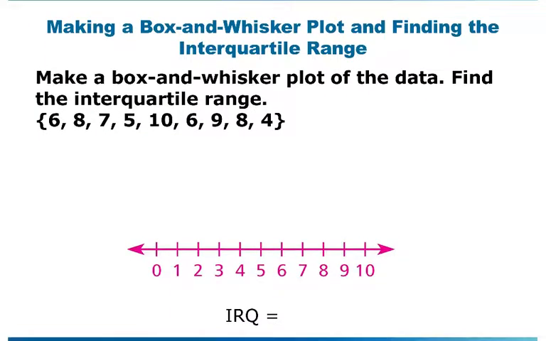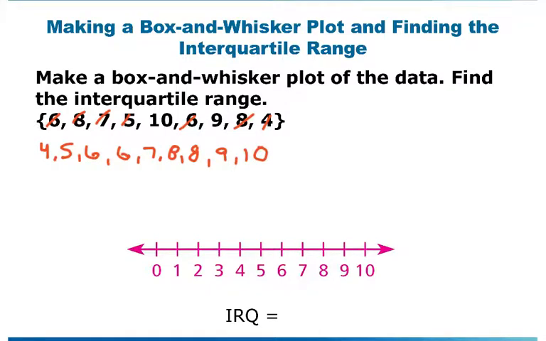All right. So we're going to go ahead and make a box and whisker for all of this data. So the first thing that you want to do is put your numbers in order from least to greatest. So we're going to take the time to list them from least to greatest. Let's see, least value 4. And then there's a 5. 2 6s. 7, and then an 8, and another 8, and a 9, and a 10.